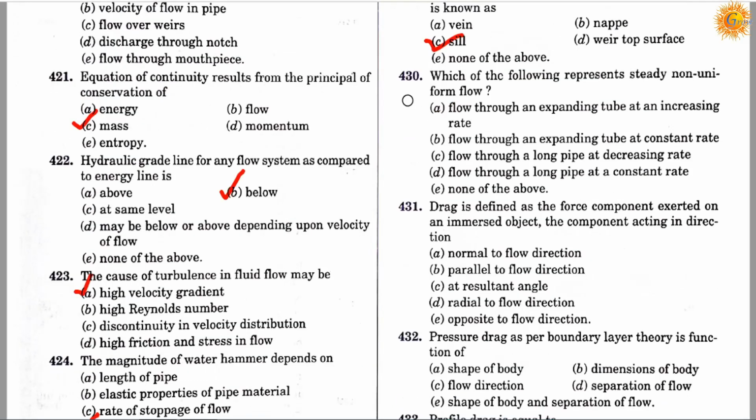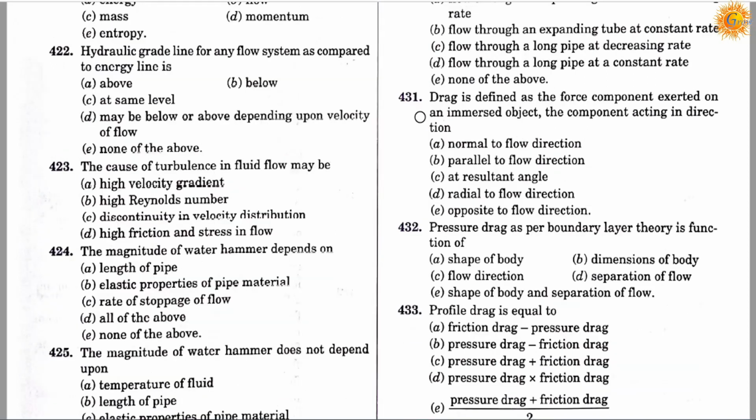Question number 430. Which of the following represents steady non-uniform flow? Option A. Flow through an expanding tube at an increasing rate. Option B. Flow through an expanding tube at constant rate. Option C. Flow through a long pipe at decreasing rate. Option D. Flow through a long pipe at constant rate. Option E is none of the above. Correct answer is B. It's a flow through an expanding tube at constant rate.